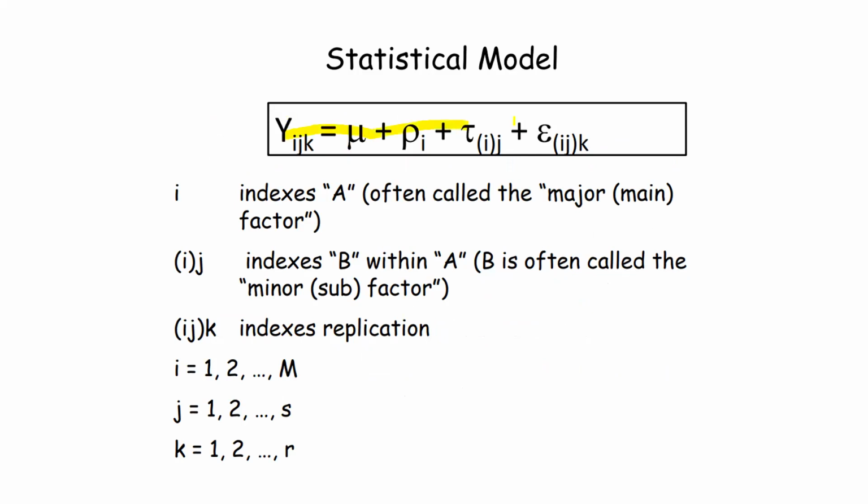I think I have already taught you that with respect to each model, you need to identify the equation. So this is the way of writing the model for this case. Index A is often called the major effect, main effect. Index B is called the minor sub factor. You can use these terms, major factor or main factor, and minor factor or sub factor. These are the common terms for these cases. K index is the replications. So I is for the main factor, J is for the sub factor, and K is for the replications.